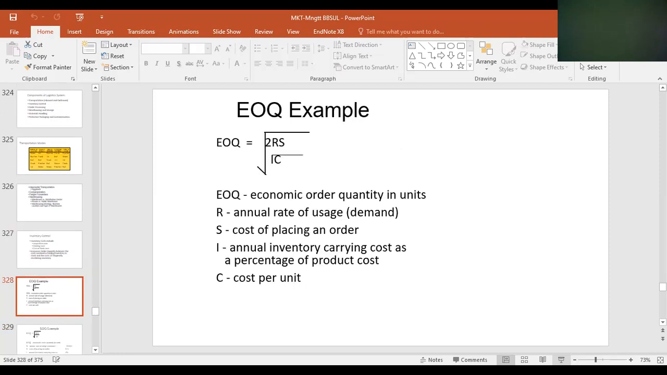There is an equation, we call it the EOQ example. What is E, what is O, what is Q, and R, S, and C? These alphabets represent how to calculate economical order quantity. EOQ means economical order quantity. R means annual rate of usage, which means how much demand arises in the market and comes to you for the supply. So we have to keep an eye on supply and demand.